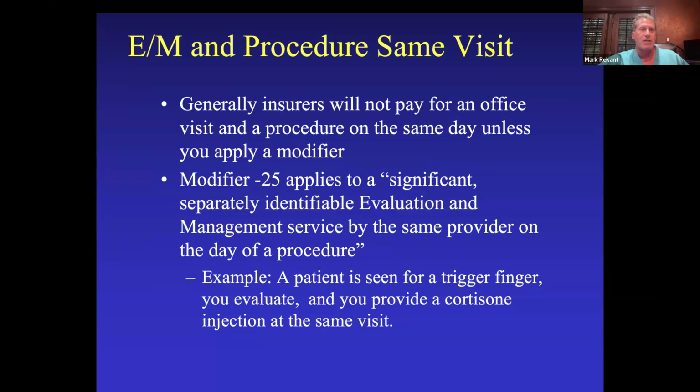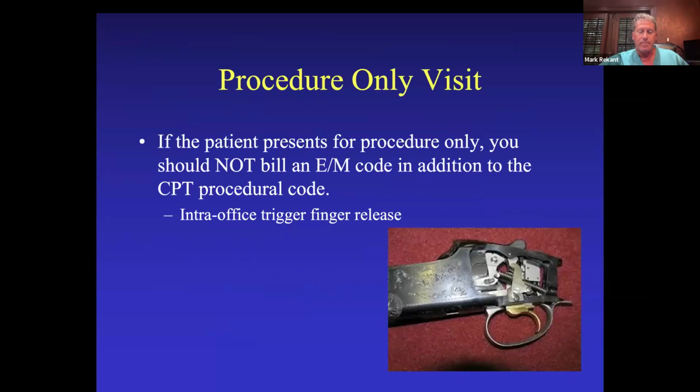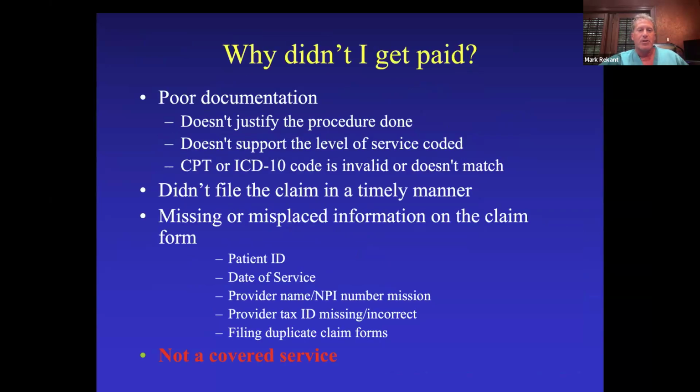And I find it helpful to use a different ICD-10, such as finger stiffness or finger pain, to correlate with the evaluation. So that if you just bring the patient into your office for that trigger finger surgery, you obviously can't bill for an office visit at that same surgical setting. So some thoughts: poor documentation is why we didn't get paid. We're not justifying why the procedure is done. The codes don't match. The claim wasn't filed timely.